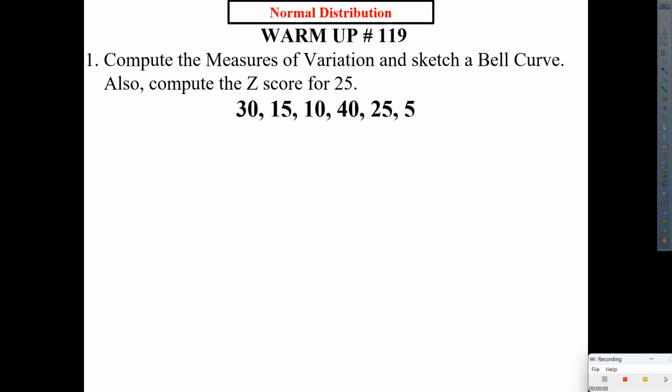Morning, everyone. Welcome back to another exciting day of mathematics. Whoop, whoop. How's everybody doing? Good? All right, so warm-up 119 should come up on your screen. Focus, please.